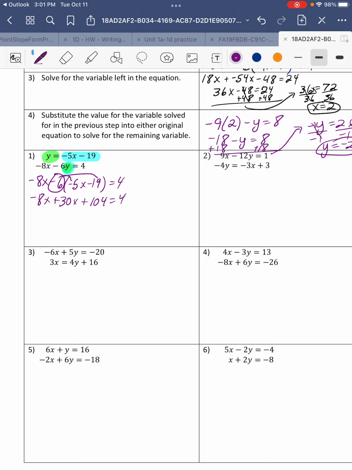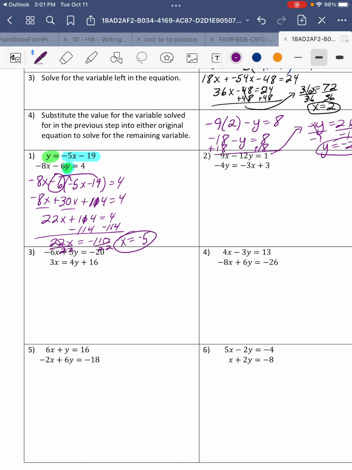Equals 4. Combine my like terms. 22x plus 104 equals 4. 60 and 54. Oh, that's 114, isn't it? All right, now we're going to subtract the 114. Negative 110 divided by 22, and that x value is going to equal negative 5. So that's our x value of the solution.